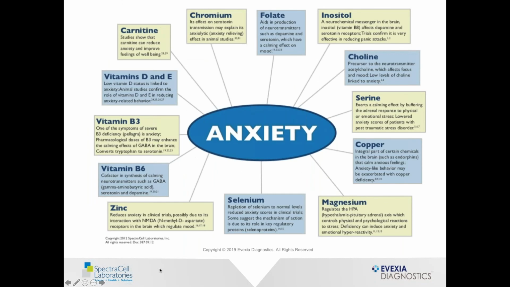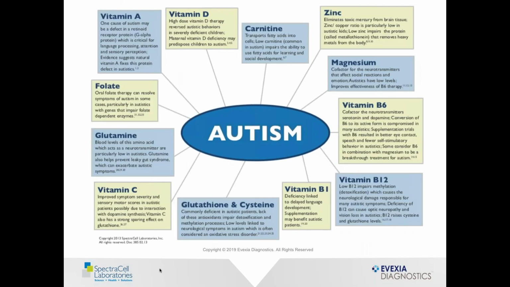So here's anxiety. Once again, choline is needed, a precursor to acetylcholine that can affect mood. Low levels are linked to anxiety, and great information. Vitamin B6, you see on the left side, is a cofactor for synthesis of the calming neurotransmitter gamma aminobutyric acid and is needed for serotonin and dopamine, the reward center. So great information. Autism, very similar. Conditions are low. B12, by the way, low B12 impairs detoxification. That can cause neurological damage, or at least add to that.